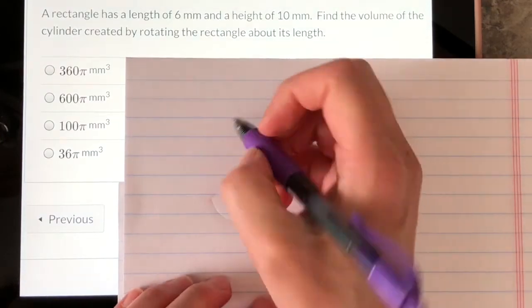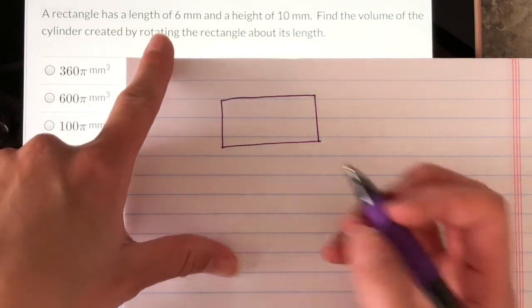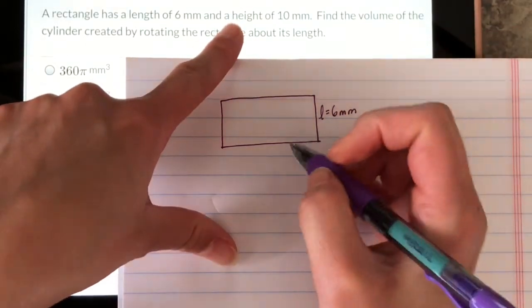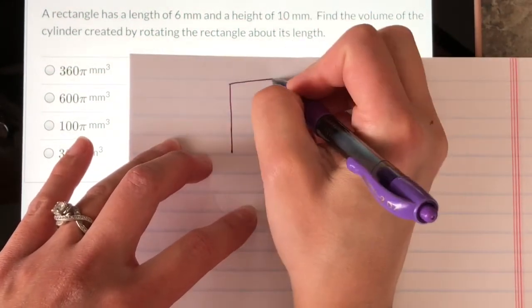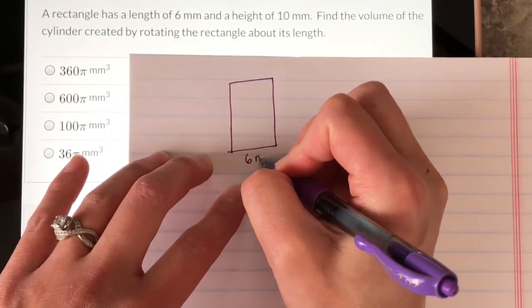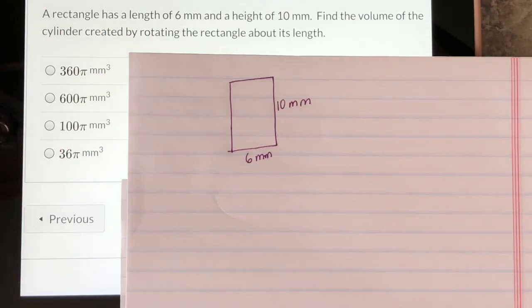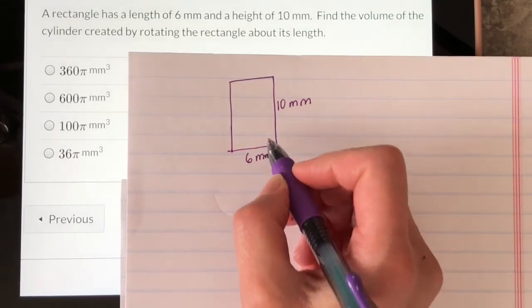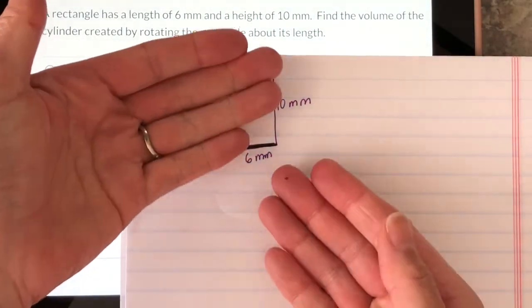Let's draw this. A rectangle has a length of 6 millimeters, so this is the length equals 6 millimeters, and a height of 10 millimeters. I'm gonna draw it this way. Okay, there's my rectangle. Find the volume of the cylinder created by rotating the rectangle about its length. The length was the 6 millimeters right here. It's saying find the volume if it's rotated about the length.